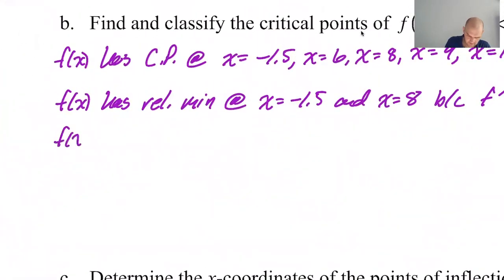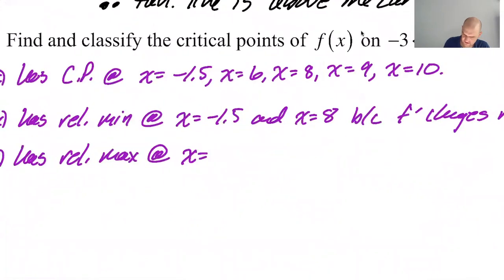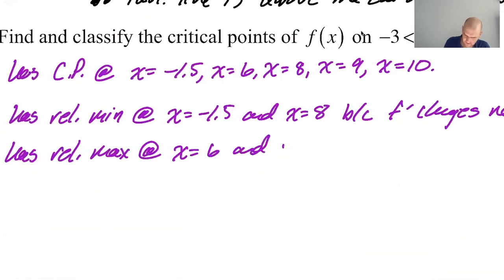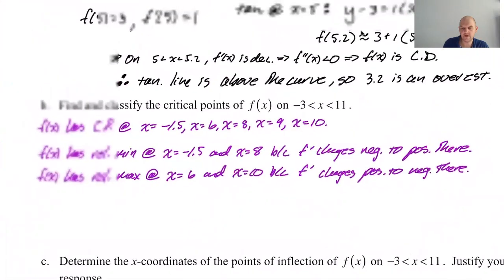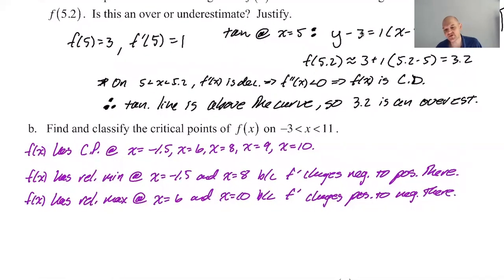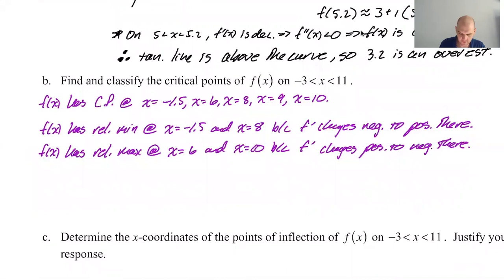So f of x has relative maximums at x equals, what did we say? 6 and 10? X equals 6 and x equals 10 because f prime changes positive to negative. It's a lot of writing. There. Boom. Okay, and then at 9, nothing's happening. So I'm going to kind of ignore it, which feels rude, but it's basically what you do. I mean, we didn't ignore it. We listed it as a critical point, but it's not going to get classified as a maximum or minimum. So nothing we can do.